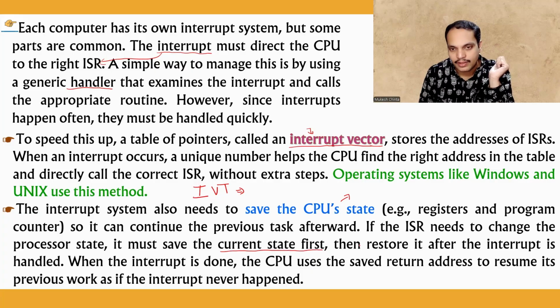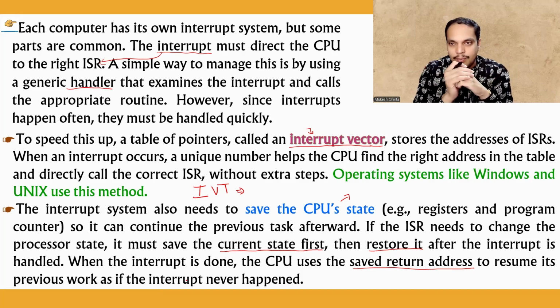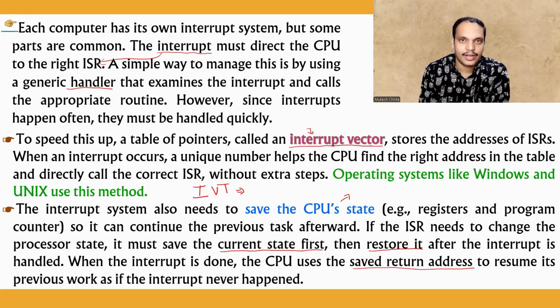And after the interrupt is over, then restore it after the interrupt is handled. When the interrupt is done, the CPU uses the saved return address to resume its previous work as if the interrupt never happened. In simpler terms, the CPU might be busy doing some kind of work, and an interrupt is actually signaled by hardware or software. So when this happens, the CPU has to stop its current execution, save the state of the current execution, and then move on to the correct ISR, load it, execute it.